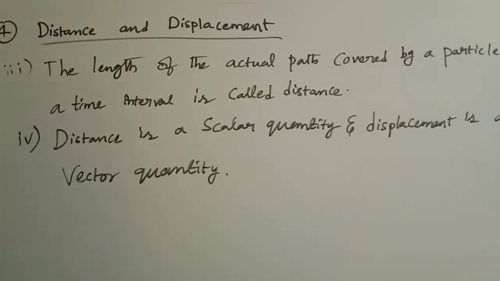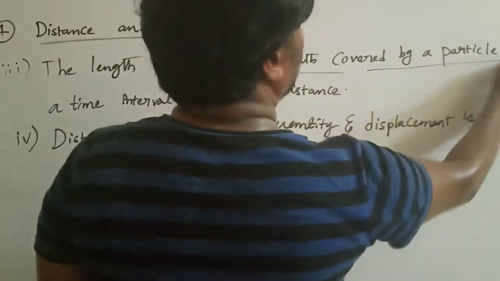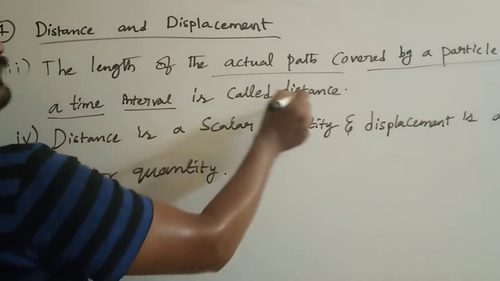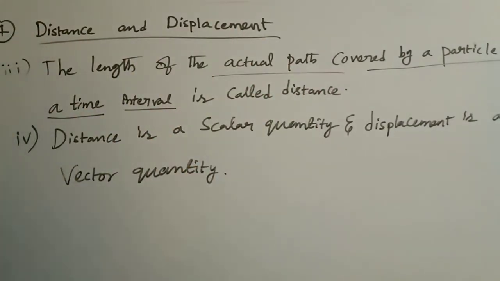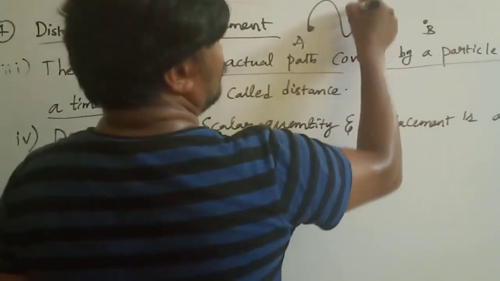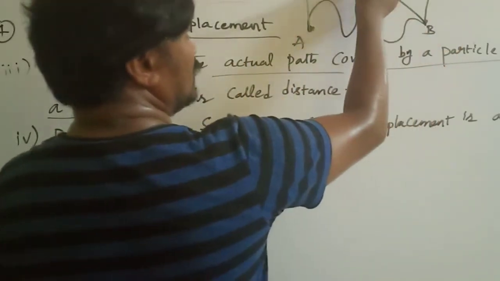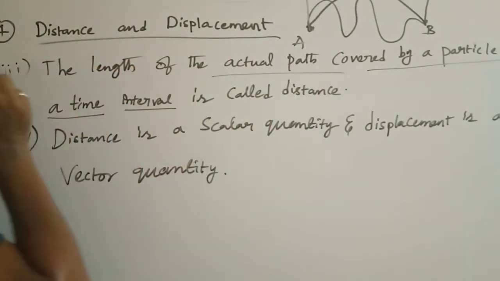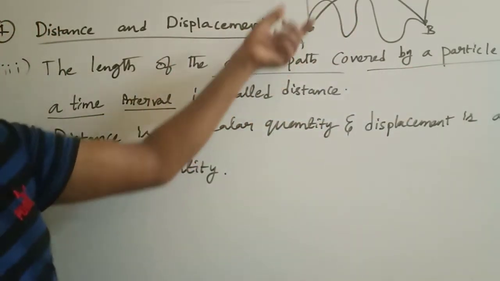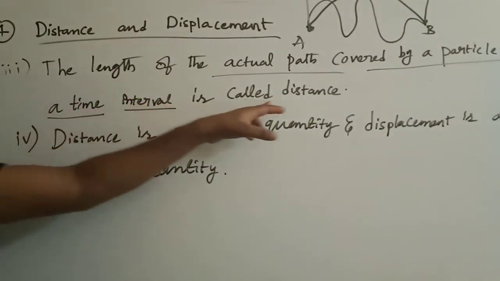These are the next two points you have to remember. The length of the actual path covered by a particle in a time interval is called distance. As I explained last time, from point A to B, it may be covered like this, or like this, or like this, however it was done. This is called the actual path. So the length of the actual path covered by a particle in a time interval is called distance.